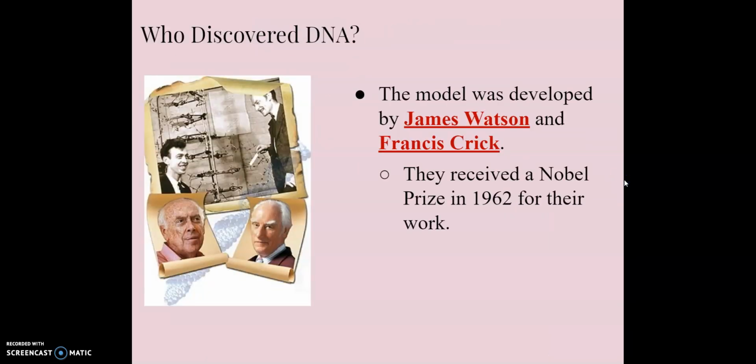Now, who discovered DNA? There are three famous scientists that we like to look at for who discovered DNA. The first two are James Watson and Francis Crick. They are the first people to create a model of DNA. They found that it was a double helix, and they created a physical model, and because of this they received a Nobel Prize in 1962 for their work.